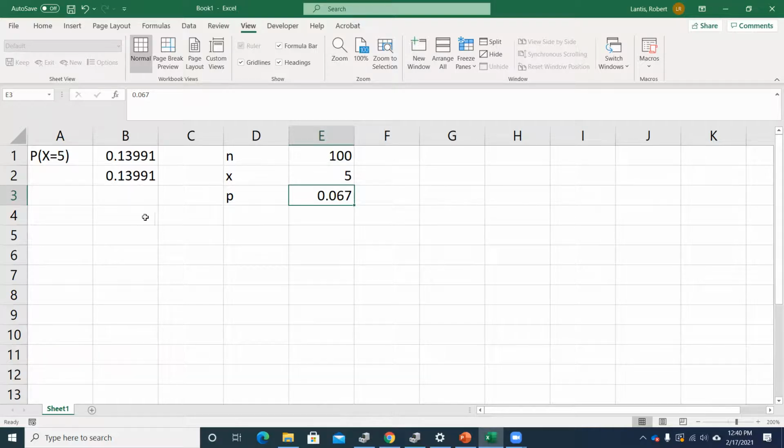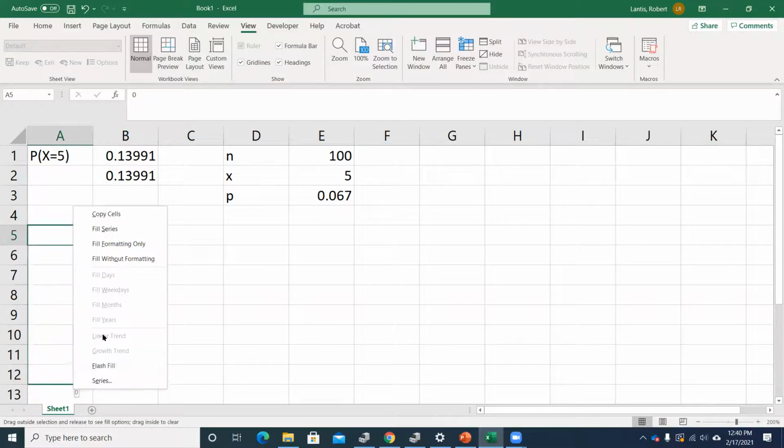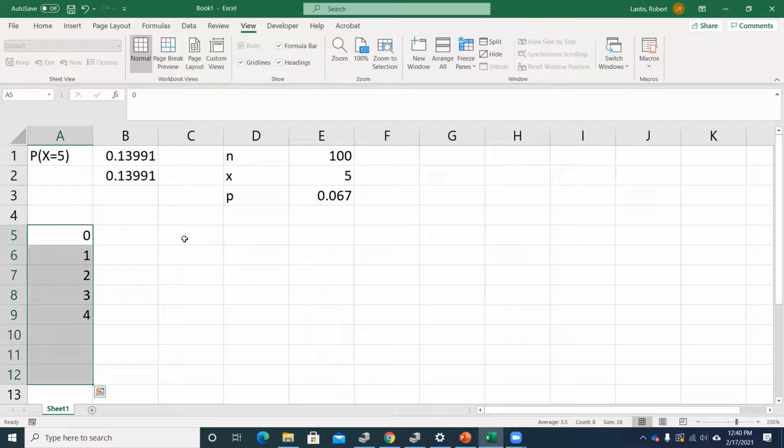Instead of using the number of successes up here, I've seen sometimes what people will do is, actually, it's easier to do it this way. Let me show you the first few. So, fill series, and it starts filling it up.